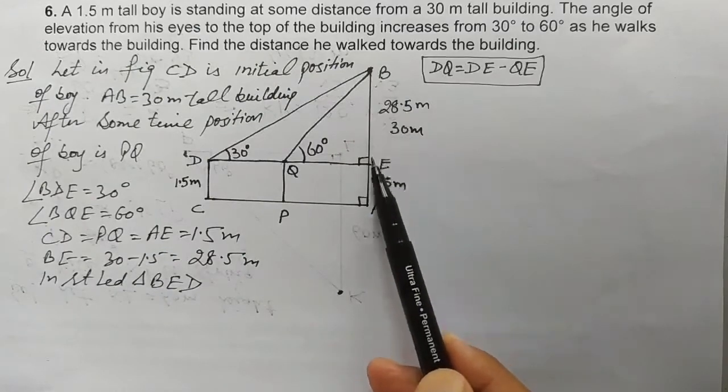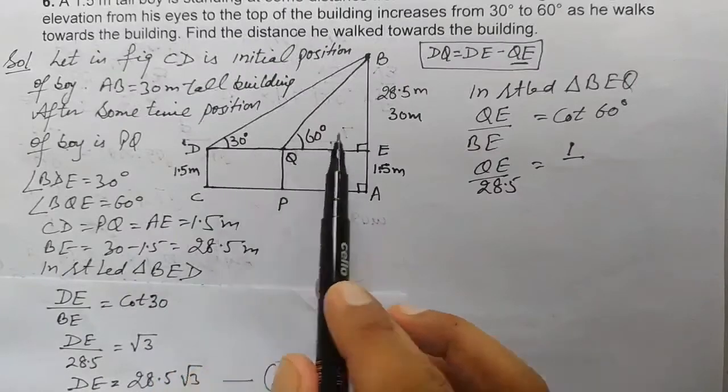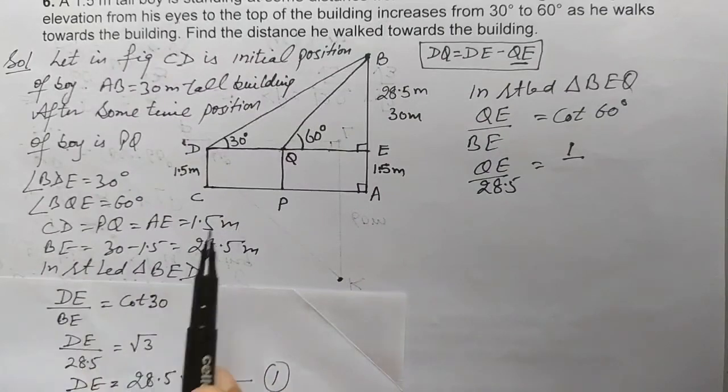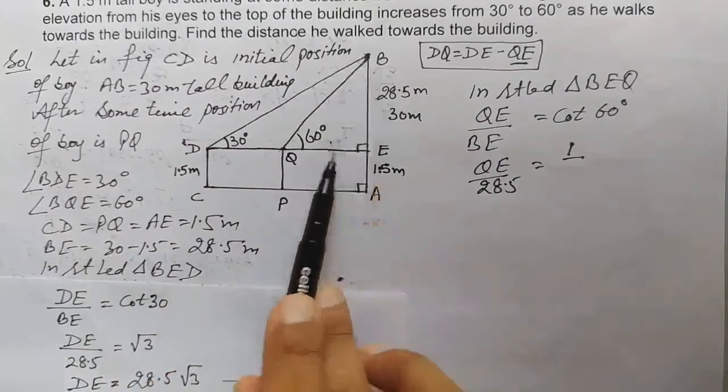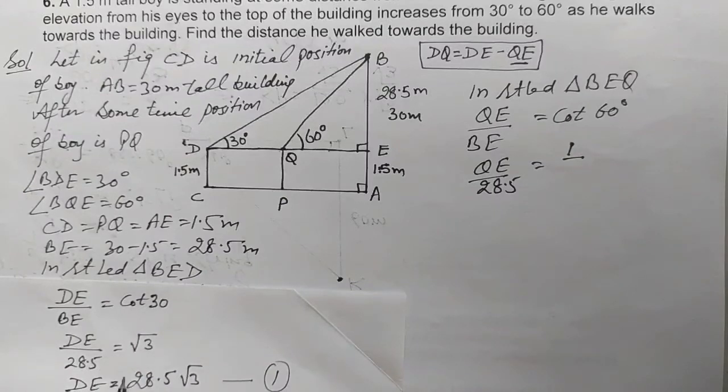So BE is 28.5. DE is to be found out and BE is given. So DE will be in the numerator and BE in the denominator is equal to, see here, base over perpendicular, that is cot of 30 degrees. Now DE over BE, 28.5, is equal to cot 30, which is root 3. So DE becomes, cross multiplying, 28.5 root 3. This is equation number 1.